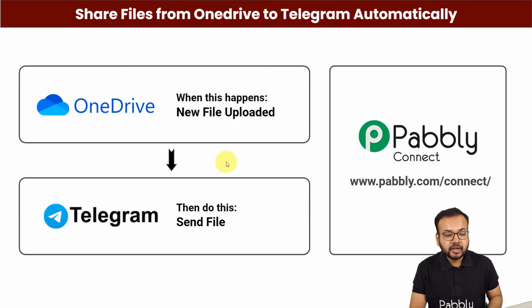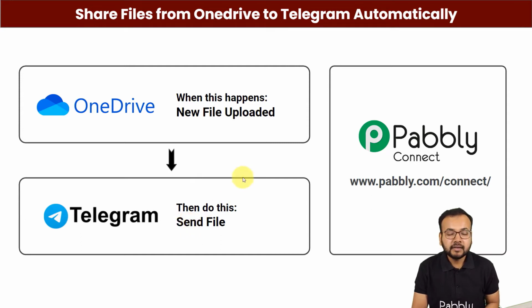So guys, here you just have to upload the file that you want to share with your team on Telegram. You just have to upload this file here on OneDrive, and the same file is going to be delivered in a group in Telegram automatically. Okay, so it can be a video file or image or a document, and any type of file you can share. You just have to upload it and it will be shared.